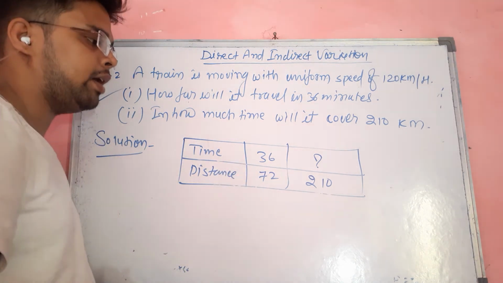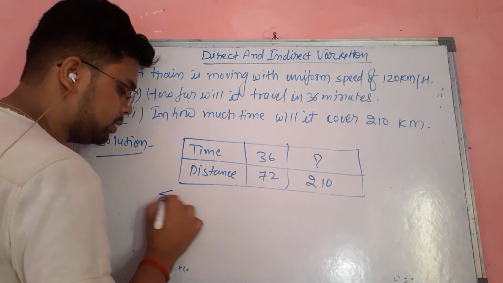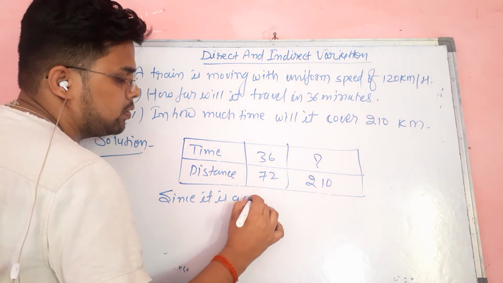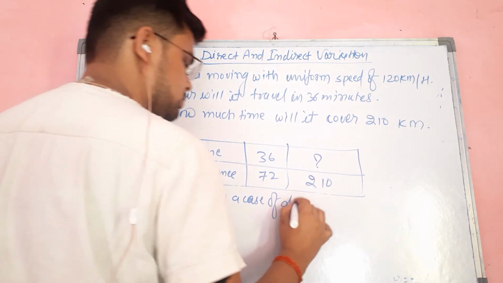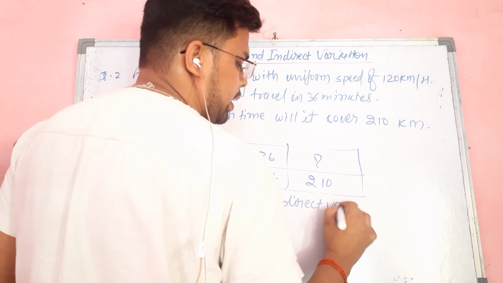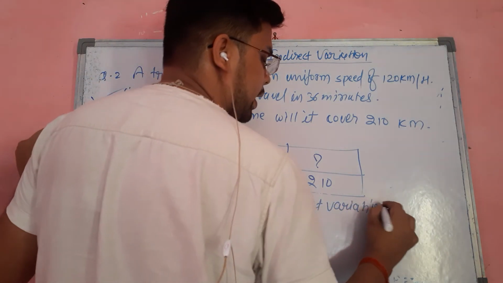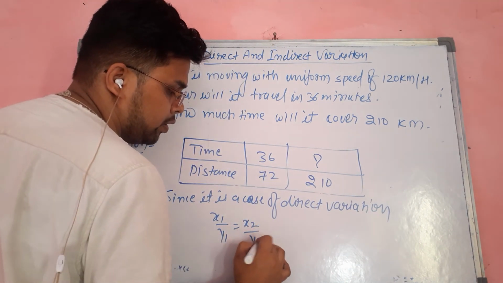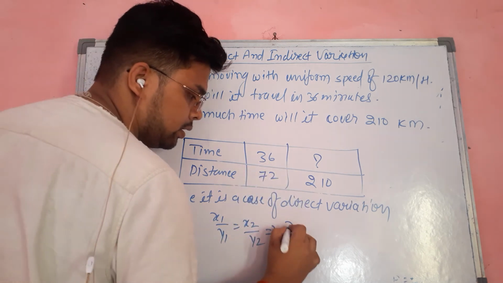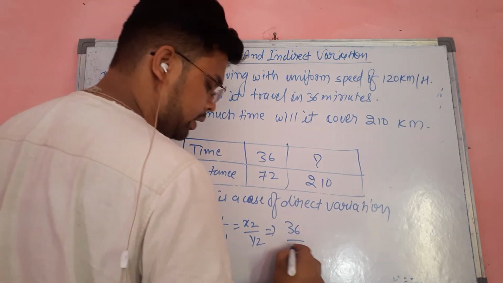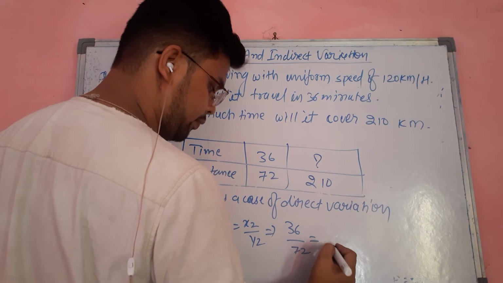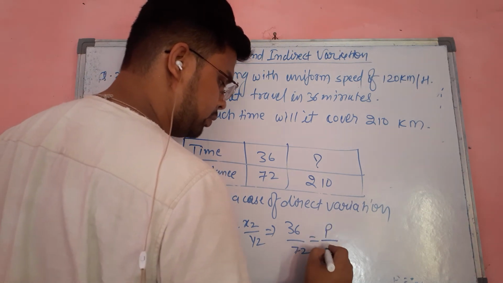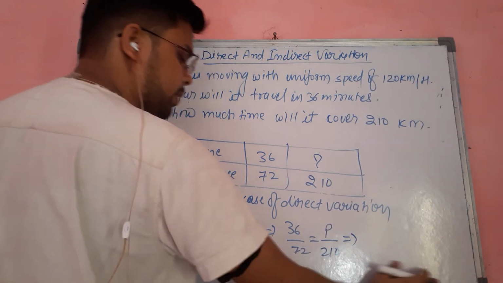So it is a case of direct variation, na? So I will write, since it is a case of direct variation, I can write x1 upon y1 is equal to x2 upon y2. What is the value of x1? That is 36. What is the value of y1? That is 72. What is the value of x2? We don't know. Let's suppose it is p. And what is the value of y2? That is 210.